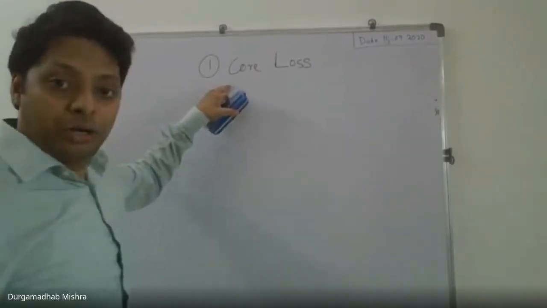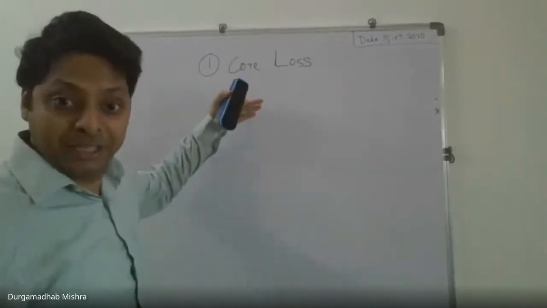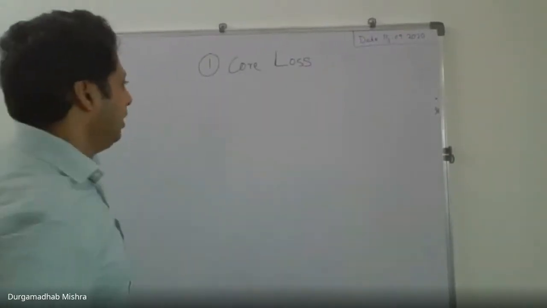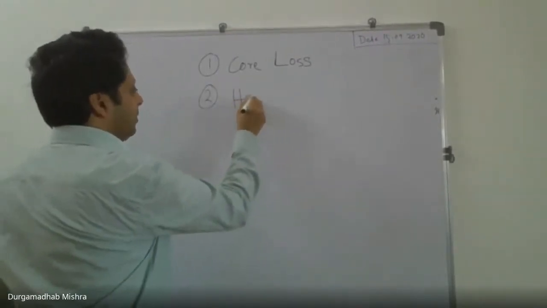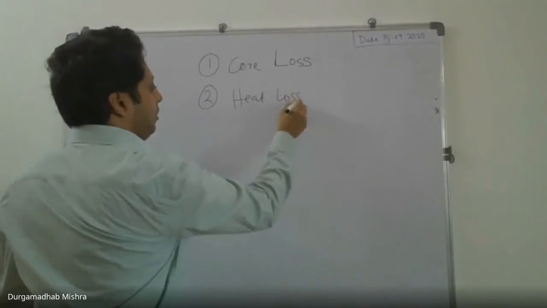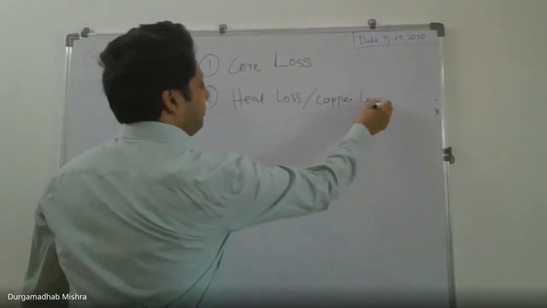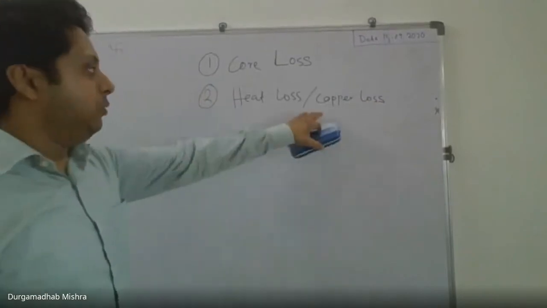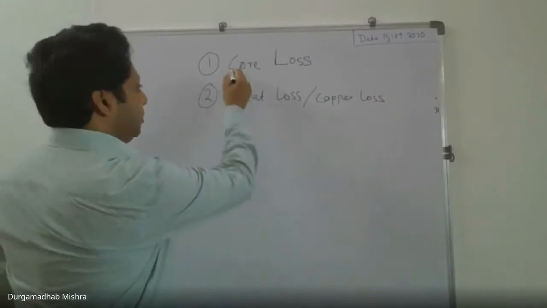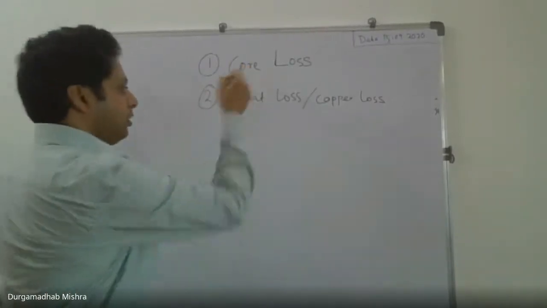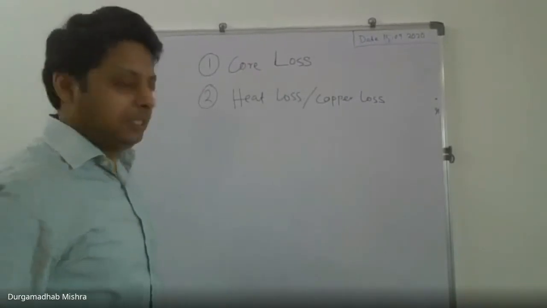So due to the core material, which is the magnetic material, that will give rise to a loss. Of course, there is the heat loss, known as copper loss, right? This is when you have the copper winding, so there will be a heat loss due to that. But we will look at only the core loss, because that involves our magnetic material.